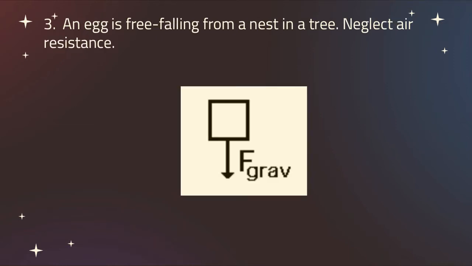Number 3, an egg is free falling from a nest in a tree. Neglect air resistance. So when an object is in the air, the only thing that's affecting it, if we neglect air resistance, is gravity. We have no other control over it. So the only force is force of gravity.